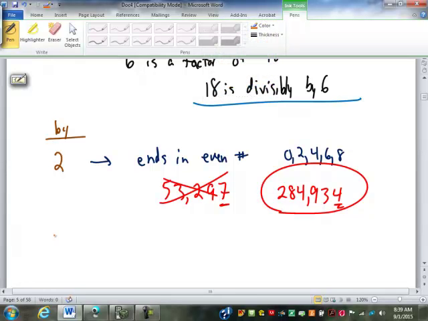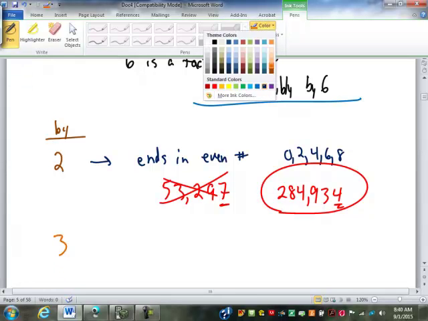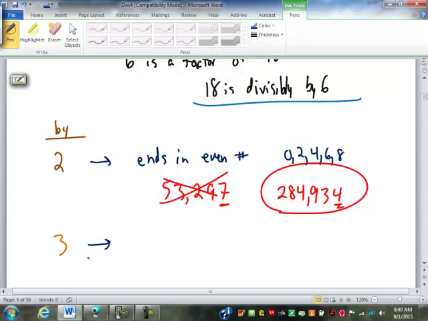How do you tell if something's divisible by 3? And then an odd number. Nope, 6 is divisible by 3, and it's not an odd number. But to tell if something's divisible by 3, it's a little bit more complicated. Look at the sum of the digits. What's that mean?